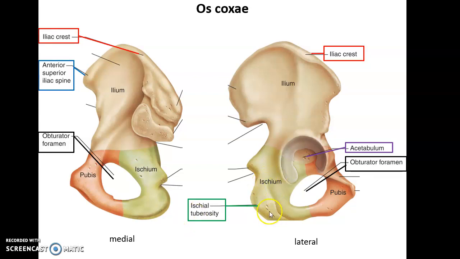On the posterior side of the ischium, this large rough patch here is called the ischial tuberosity. And then if we go up to the ilium, this long rough ridge running along the top of the ilium is called the iliac crest. And then this bit of bone sticking out anteriorly is called the anterior superior iliac spine. Anterior toward the front, superior toward the top, iliac because it's part of the ilium, and spine because it sticks out.